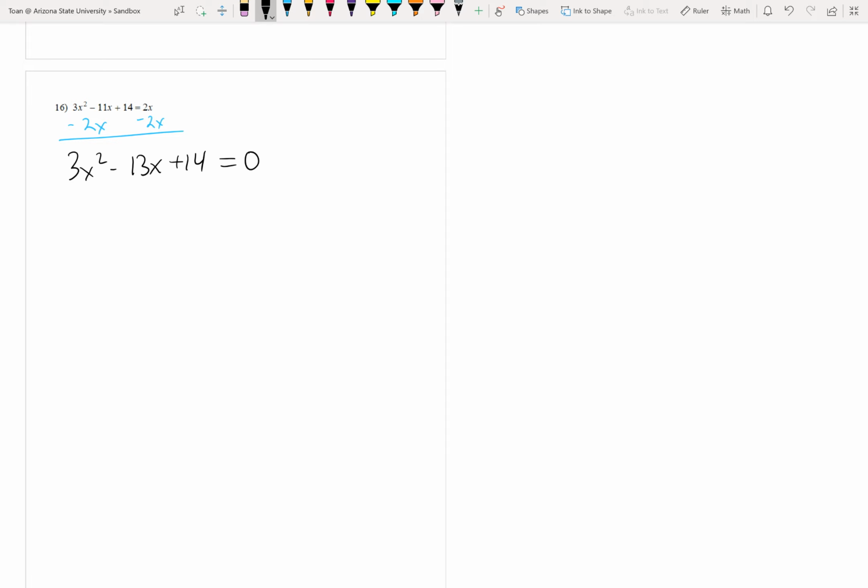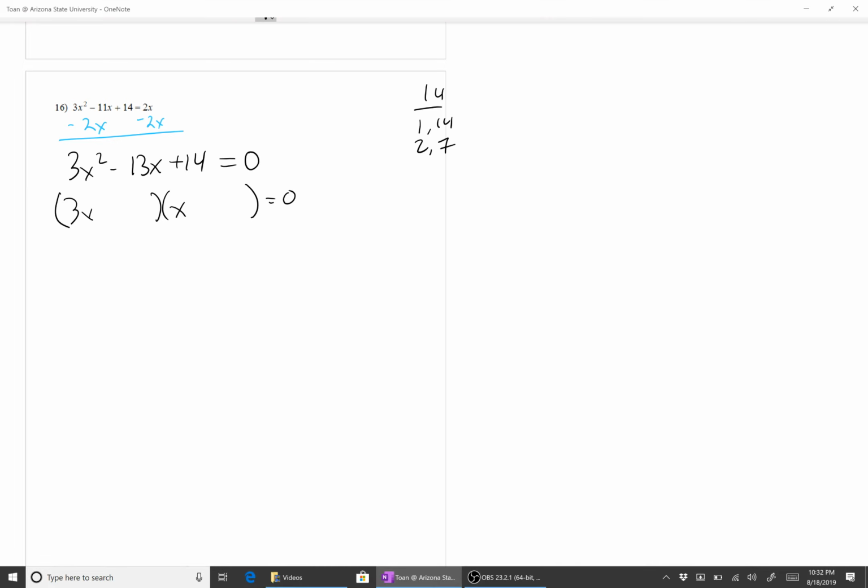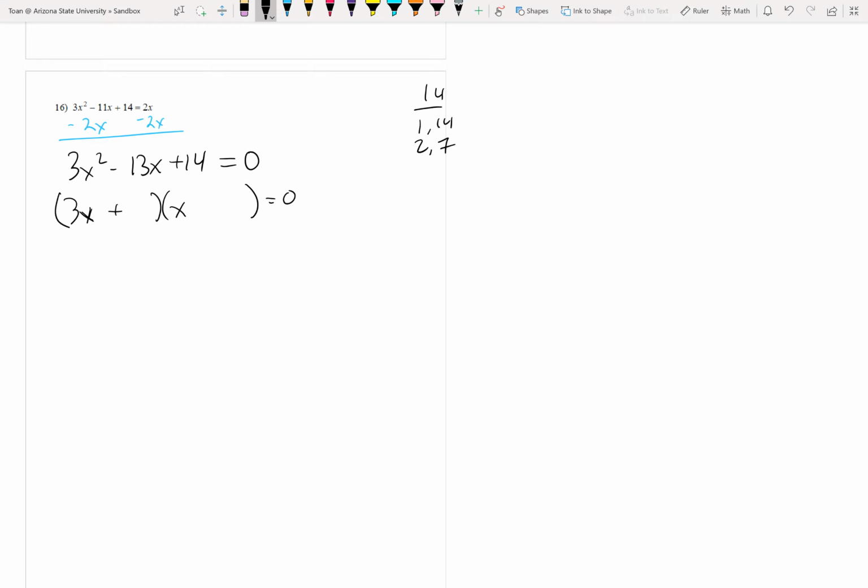And this should be factorable because that was my hint, solve by factoring. So go ahead and factorize this guy. 3x and x. 14 would be 1 and 14, 2 and 7. So it needs to add to 13 in the middle. So that's 6 and 7. So it would be 3x minus 7 and x minus 2.